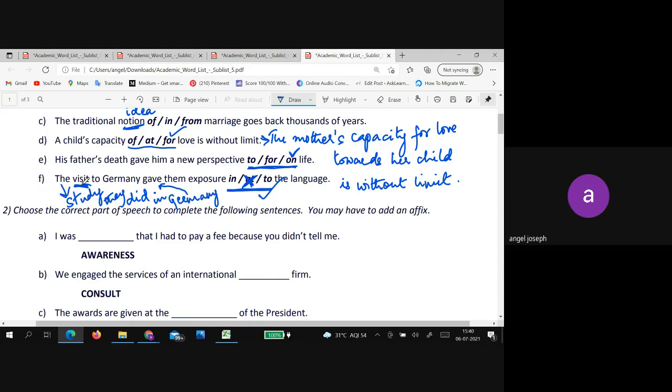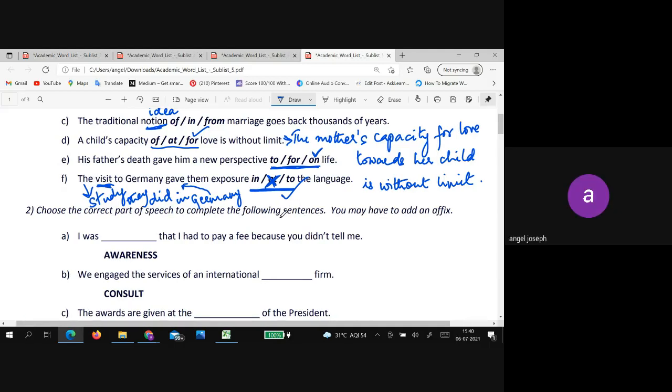So visit. If Nitu and I go on a trip, I'll say the visit to Germany gave us an exposure to the language. It is not deep, but we got some exposure to their language. But if Nitu and I go there for study, how will I say it? In this case, the study we did in Germany gave us an exposure in the language. We lived there and studied there, so it went a little deeper. In that case, you can use in. I hope I'm clear. Anjana? Piara? Yes, ma'am. Okay.